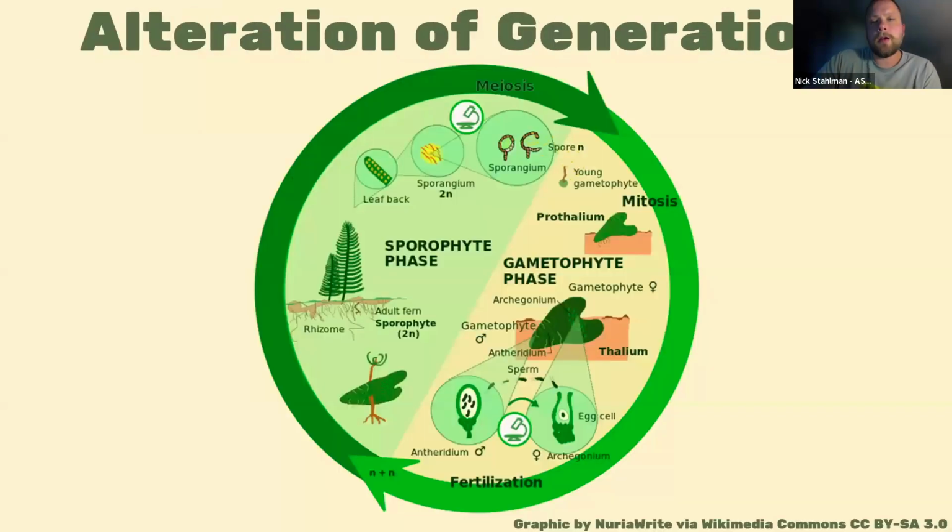This graphic here is kind of the whole process, and we have it divided into two things, the sporophyte and the gametophyte. The sporophyte is the dominant life cycle for ferns. It's the phase that we see the most of. And what sporophyte means is it's the plant that produces the spores. So the sporophyte stage produces spores.